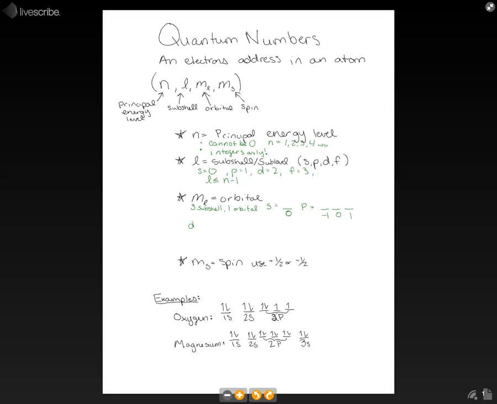If we looked at our D, we have 5 orbitals. So we're going to start in the middle with 0. We can come back 2 and go forward 2. So we have -2, -1, 0, 1, 2. So this is generally the pattern.